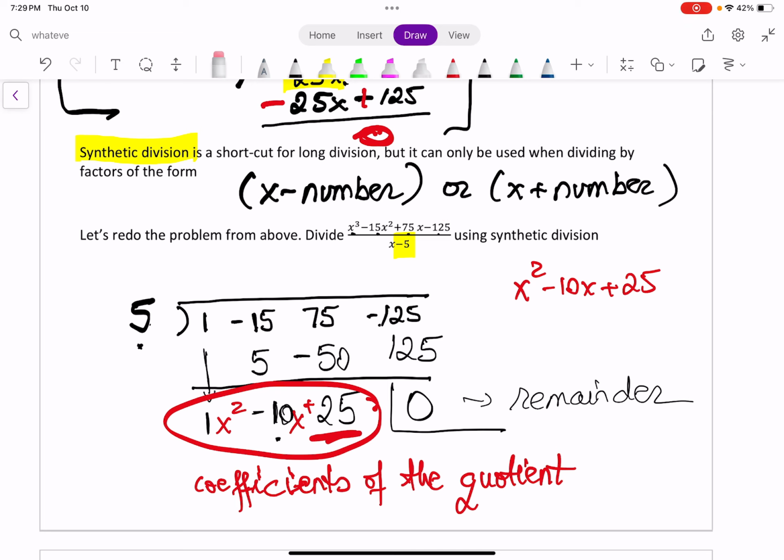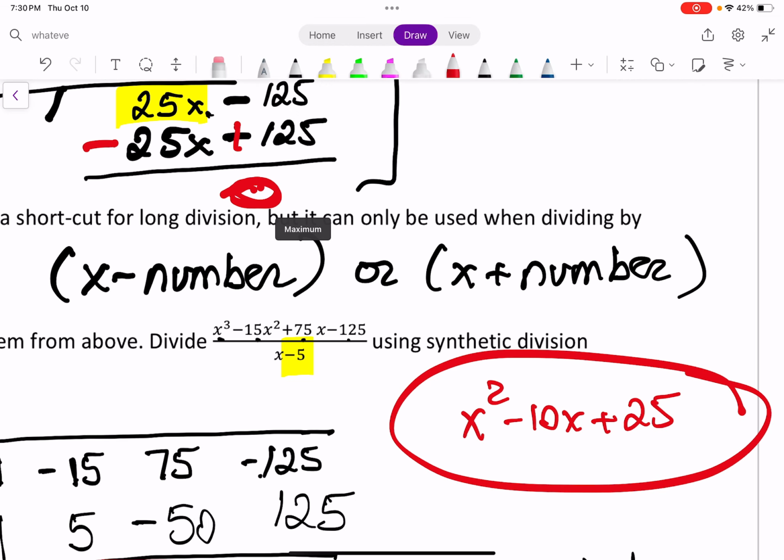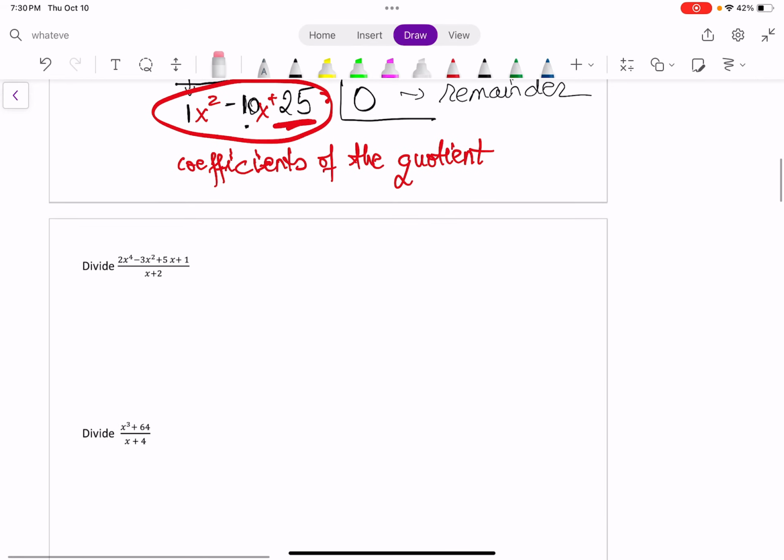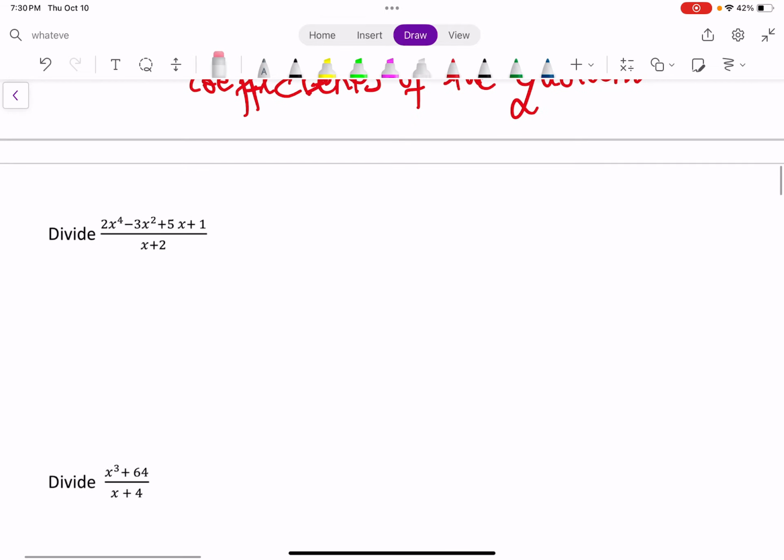You also should know that we're getting a quadratic as the highest exponent because we're dividing a third degree polynomial by a first degree polynomial. So x goes into x to the third, 3 minus 1, so x squared. So it's always 1 less than the degree of our dividend, and that's the polynomial that you're dividing out. Okay. So let's try this one more time. That's all pretty much we're doing in this section.